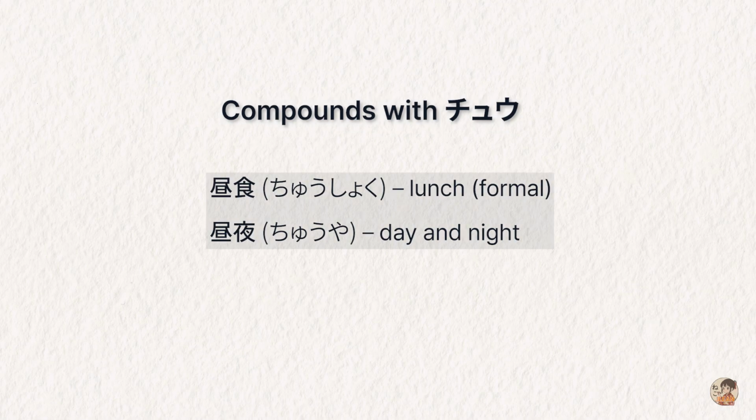In this reading, it mostly appears in compound words related to the daytime or the whole day. ちゅうしょく: a more formal word for lunch, often used in writing and on menus. ちゅうや: literally day and night, referring to the whole 24 hours.